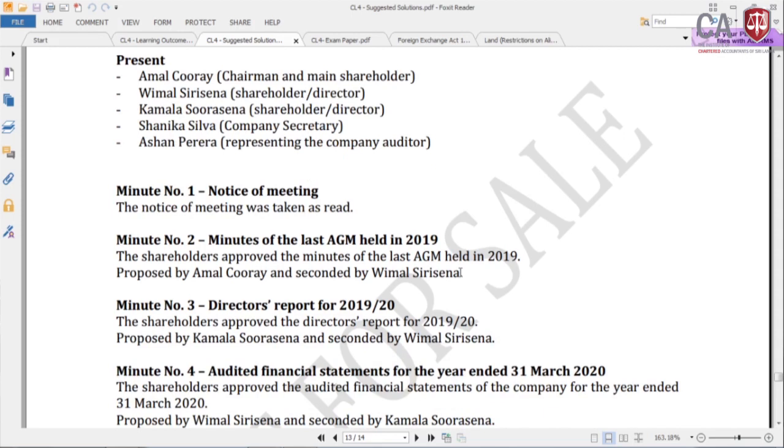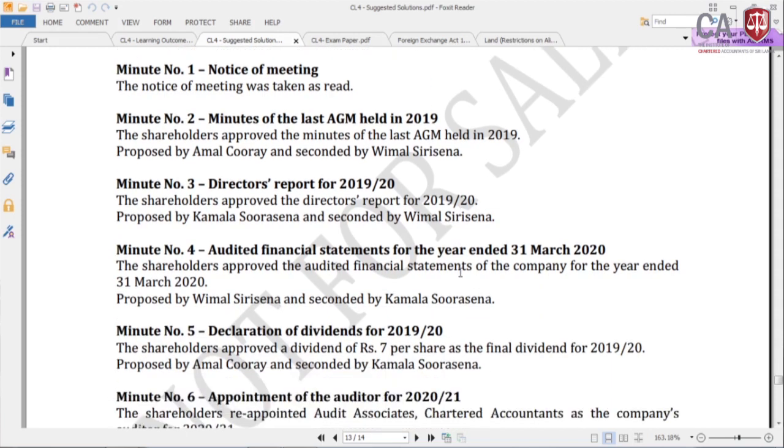Minute number 2, minutes of the last AGM were placed, and then you have to mention who proposed and who seconded. Then minute number 3, director's report. The shareholders approved the director's report. The approval has to be there, proposed by somebody, seconded by somebody. Then minute number 4, audited financial statements for the year ended 31 March 2020. The shareholders approved the audited financial statements of the company for the year ended 31st March 2020, proposed and seconded.